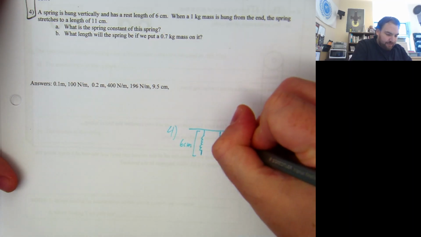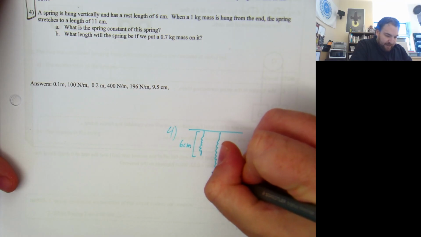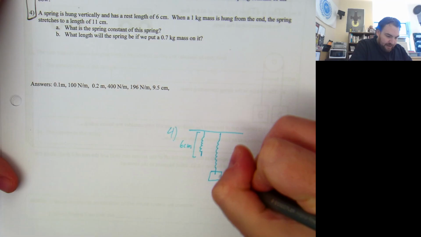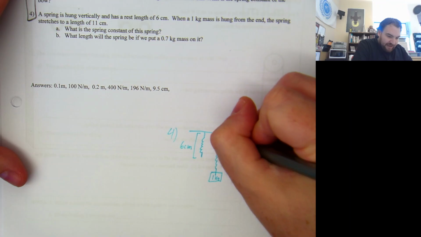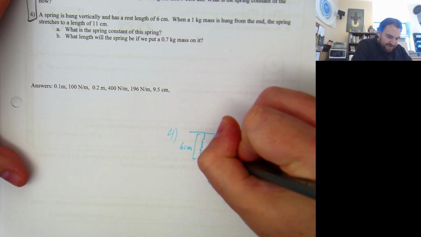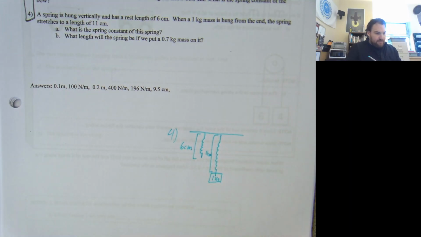So let's draw that out. And we've got a 1 kilogram mass hanging here. And this total length is 11 centimeters. And we are asked, what is the spring constant of the spring? And what the length will be if we put a 0.7 kilogram mass on it.